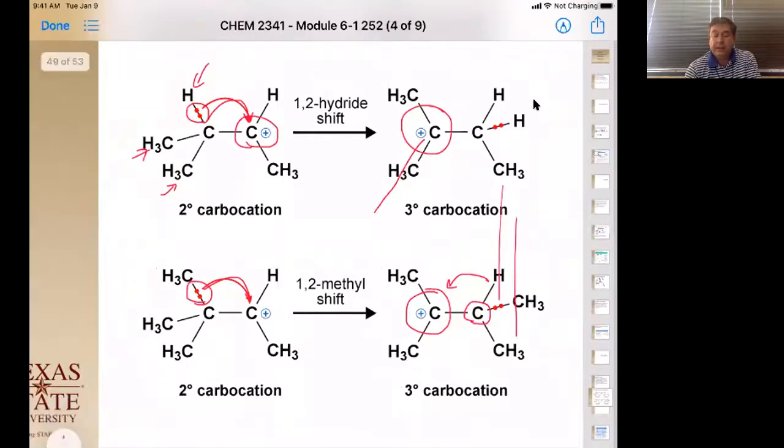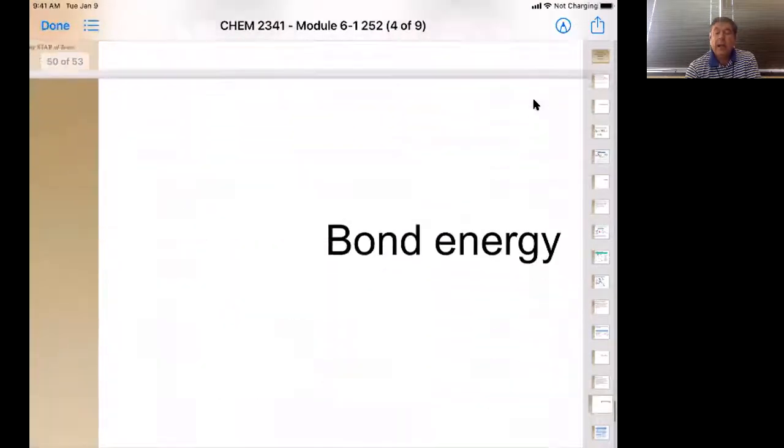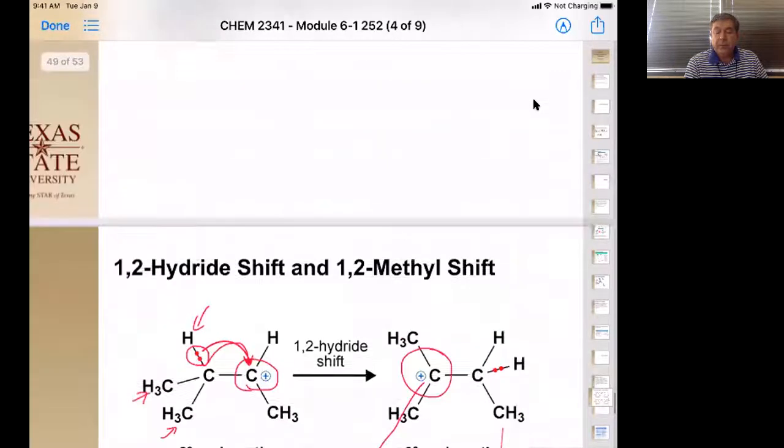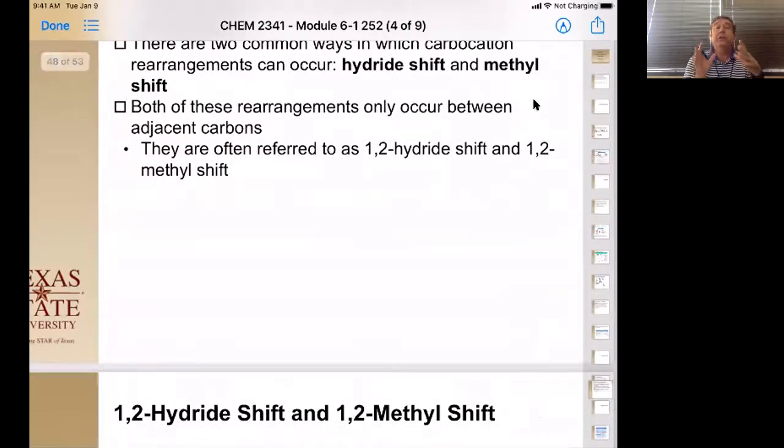Okay, and let me see what my next slide is. Okay, I'm not going to do bond energy yet. We've got about 3 minutes left. So the other thing I want to talk about, before we go too far away from the carbocation, is I want to show you the structure of it.